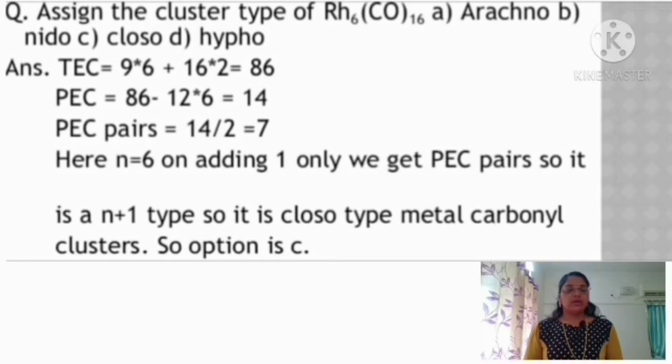Then we find the pairs. The polyhedral electron count pairs are obtained by dividing by 2, so 14 by 2 is equal to 7. That is the polyhedral electron count pair, and the number of metal atoms in this cluster is 6. Adding 1 to this 6, we get the polyhedral electron count pair, 7. So it is of the n plus 1 type. N plus 1 type means it is a closo type cluster. So the option is C.